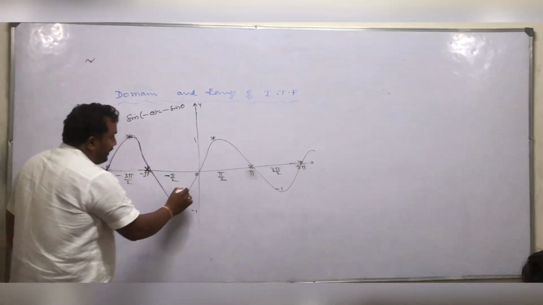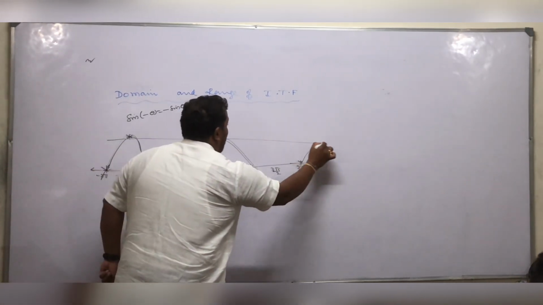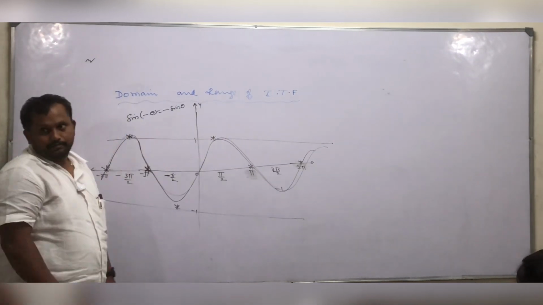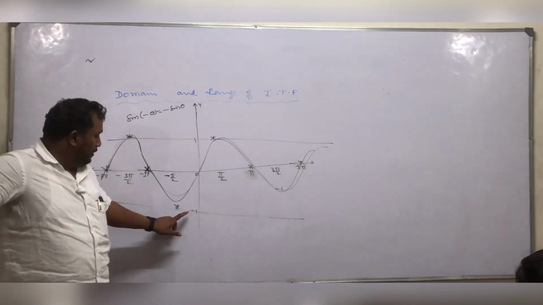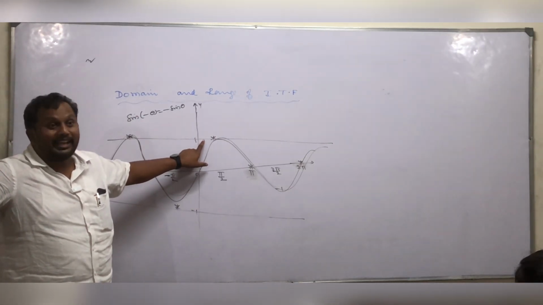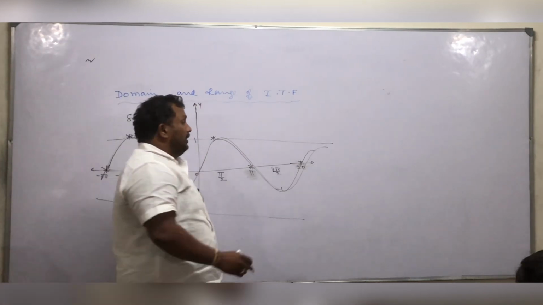So now verify the graph sheet. Your highest boundary value is 1. Lowest value is minus 1. Minimum value minus 1, maximum value plus 1. This is the sine function boundaries. Understood? Next, cos.